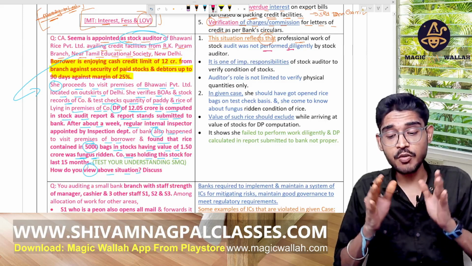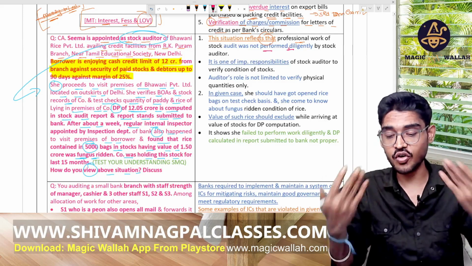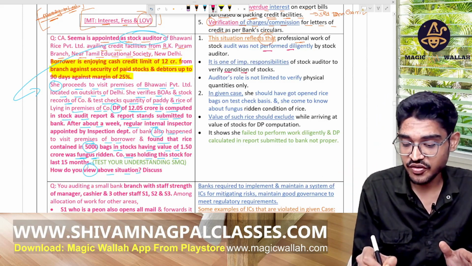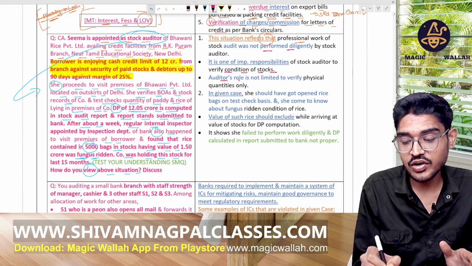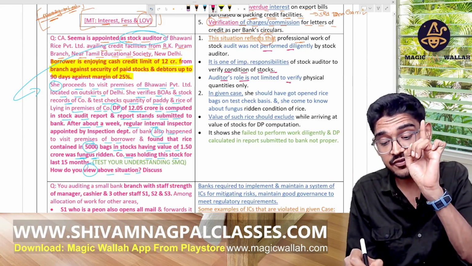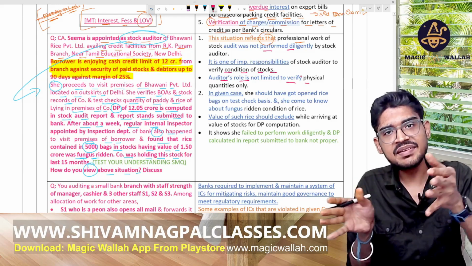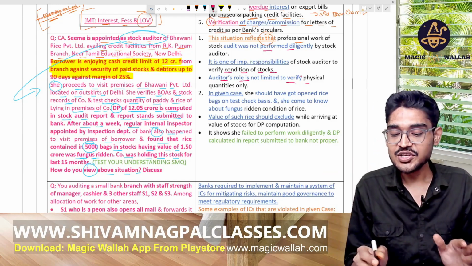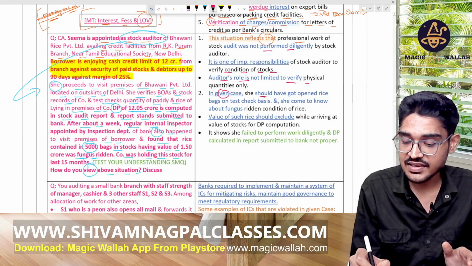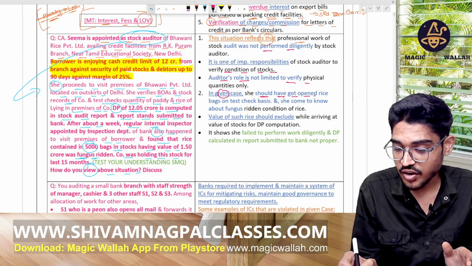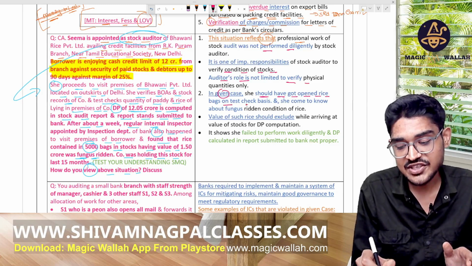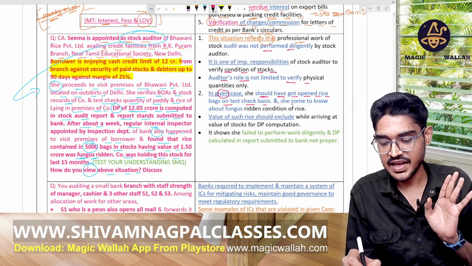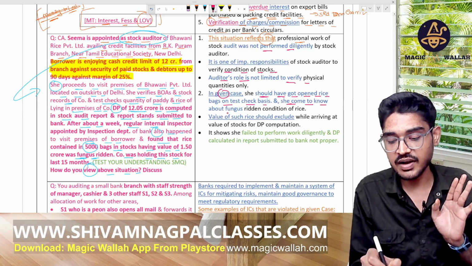It is one of the important responsibilities of the stock auditor to verify the condition of stock. And the auditor's role is not limited only to verifying the physical quantity. He has to check on a sample basis by opening the bags also, whether the stock is proper or not. So in the given case, she should have opened the rice on a test check basis. Not all, but some. She would have come to know about the fungus.